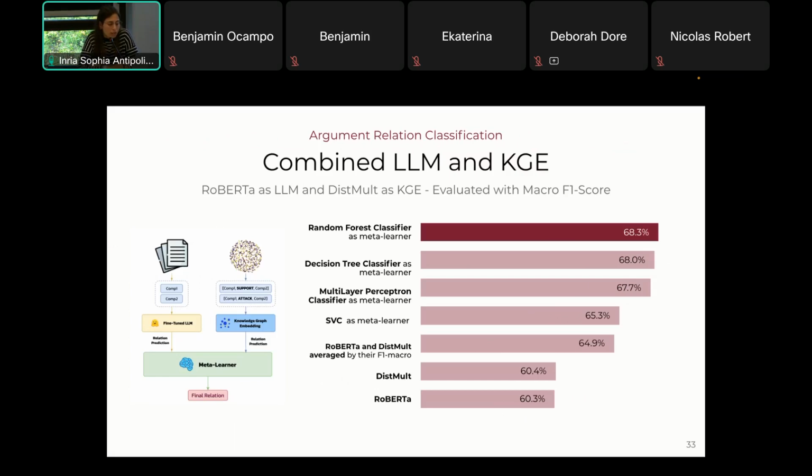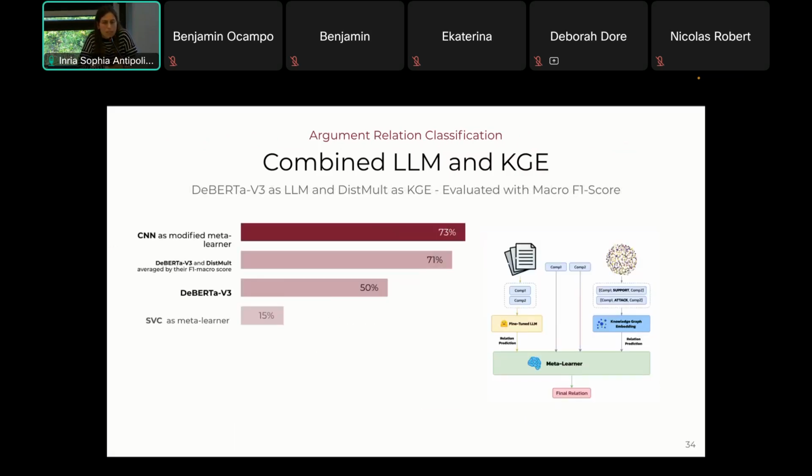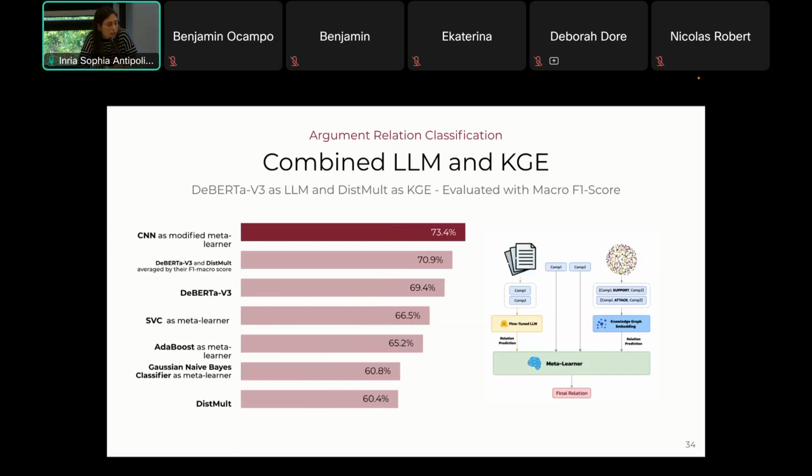We also used other types of LLMs, such as BERT, that alone reaches 69.4, but in combination with the DistMult model, reaches 73.4. In this case, we used a CNN as meta-learner, and this meta-learner also has in its input the head and tail entity, so not only the predictions of the other two models, but also the arguments of the triple.